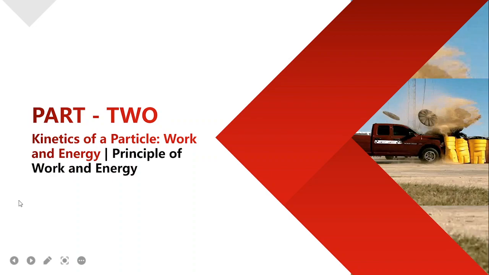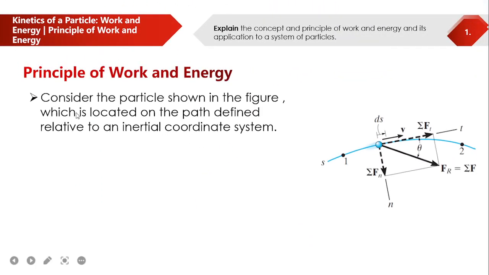So, for our part 2, we are going to discuss the principle of work and energy. Consider the particle shown in the figure, which is located on the path defined relative to an inertial coordinate system. This is our particle, and this is your position 1 and position 2.